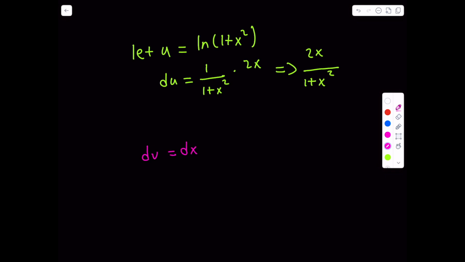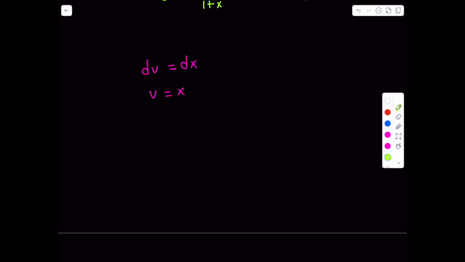And then when you integrate both sides, you will get v is simply x. And so, as a refresher, you can skip forward if you already know this, but for integration by parts, it tells us the integral is going to be u times v, and then minus v times the integral of du. And now we just simply plug in what we know.